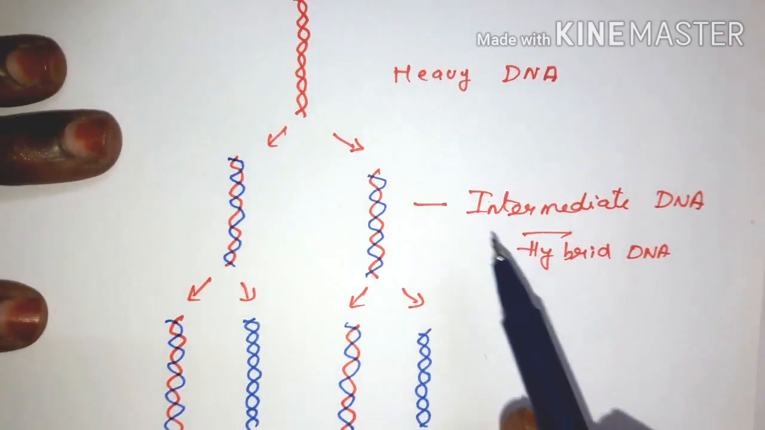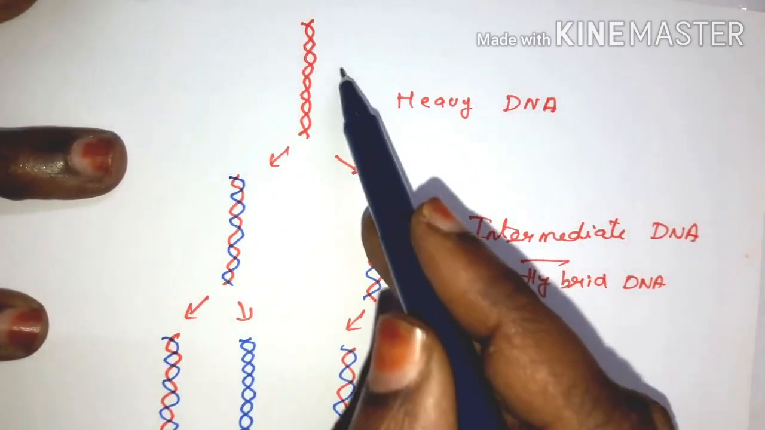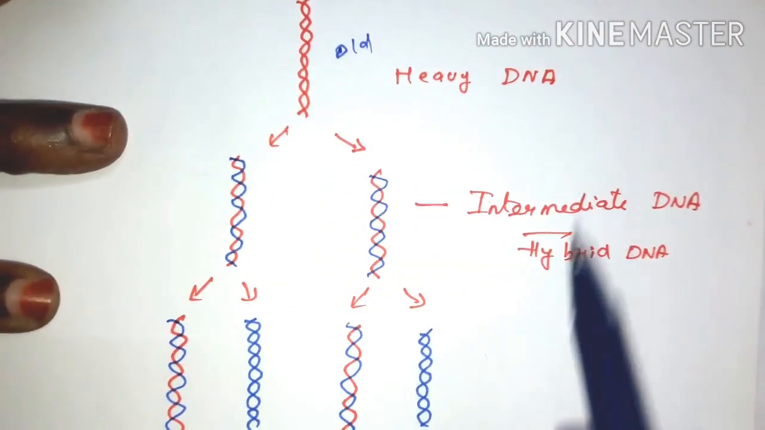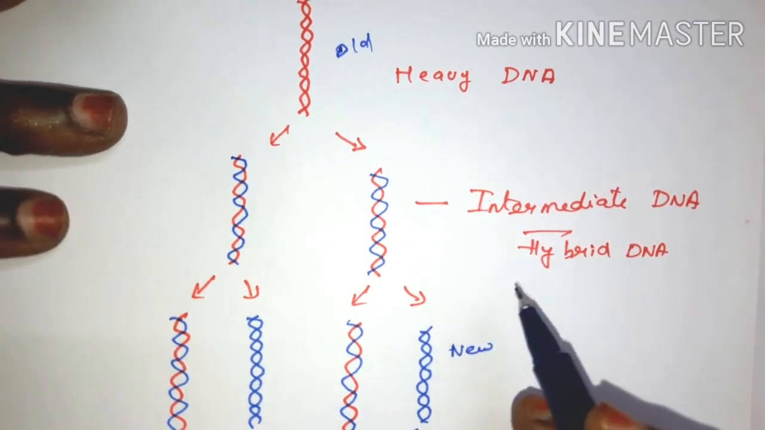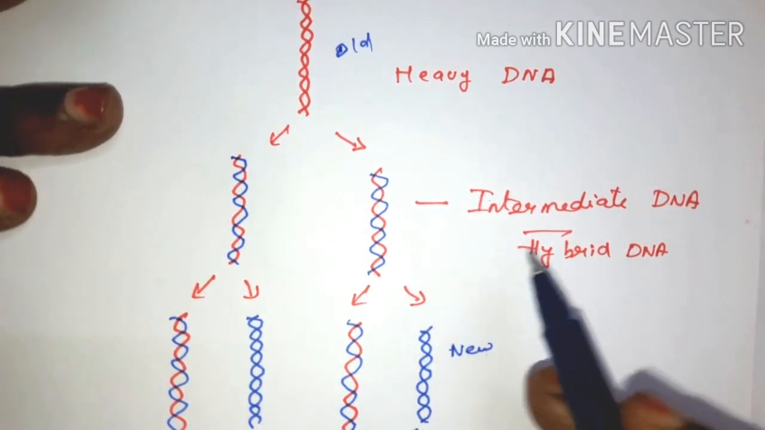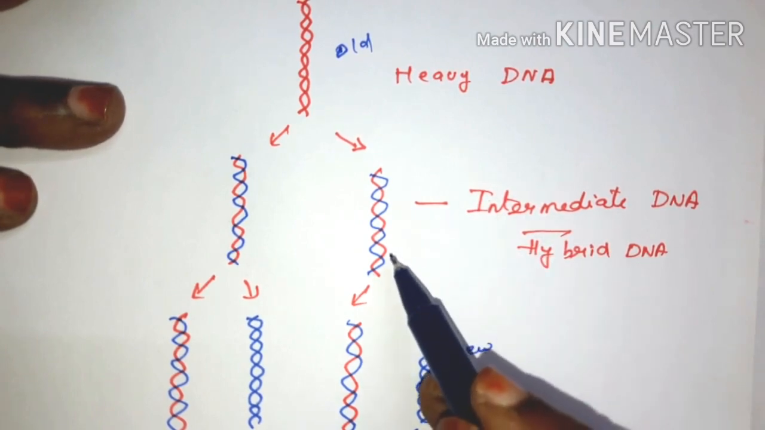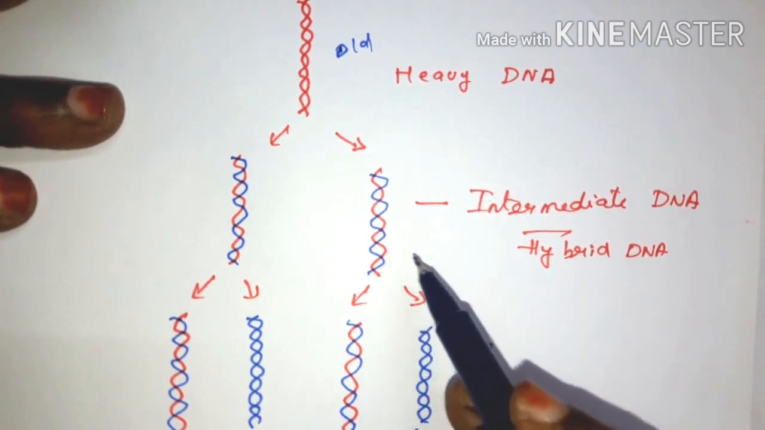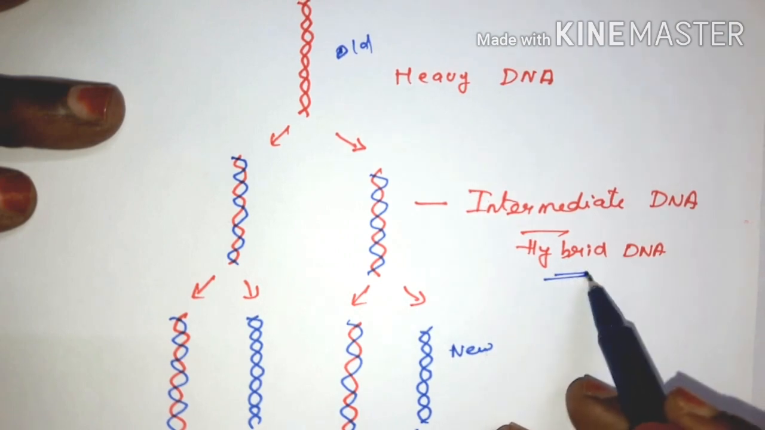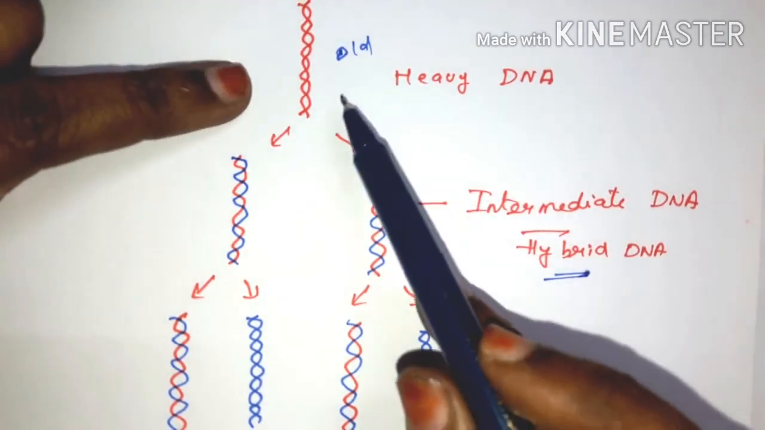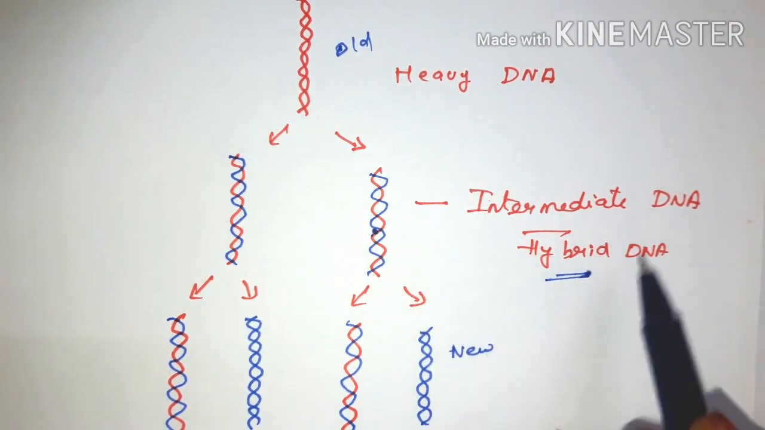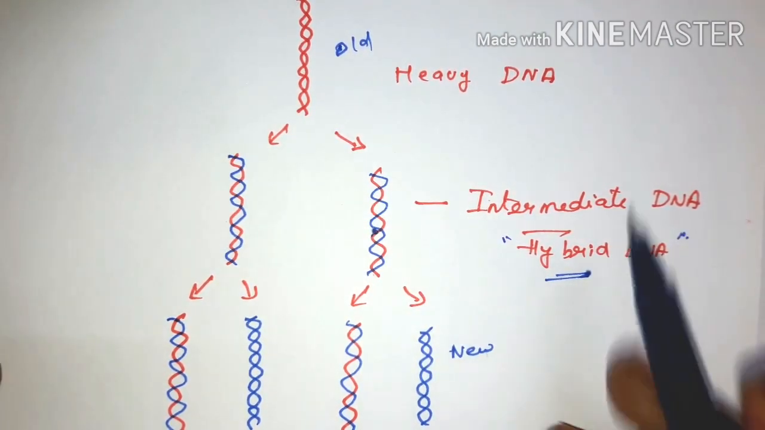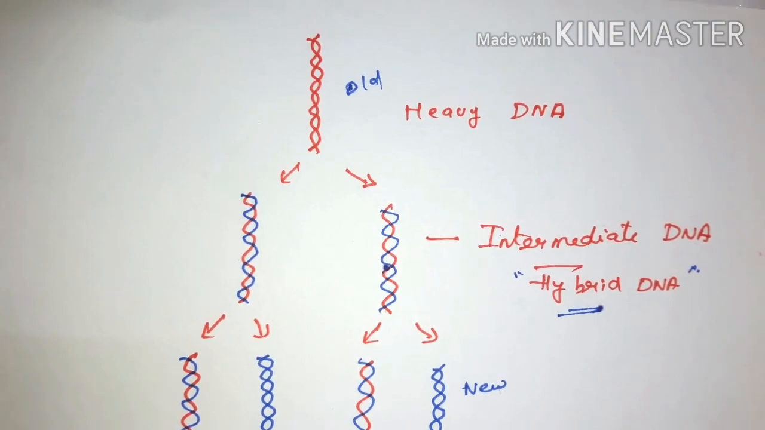So this is what they conclude. There is one parental character or old DNA, and one new DNA. But in the case of the semi-conservative hypothesis, there is one more really new formation, the hybrid. What does that mean? Both old and new form together and make one more character. That is called hybrid DNA. This has been proved by the scientists.